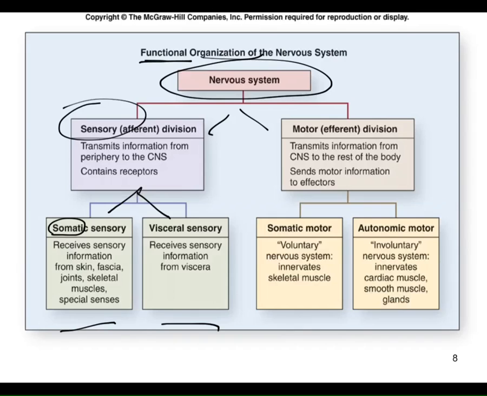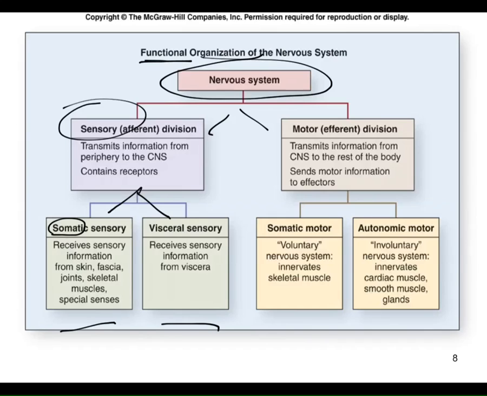The other side is the visceral sensory. Well, that makes sense, right? Visceral, referring to your internal organs. This is information coming in from your bladder. Do you have to go to the bathroom or not? This is your stomach. Are you hungry or not? This is measuring even your heart. Is your heart pressure, your blood pressure, is it too high, too low? So that's your visceral sensory information.